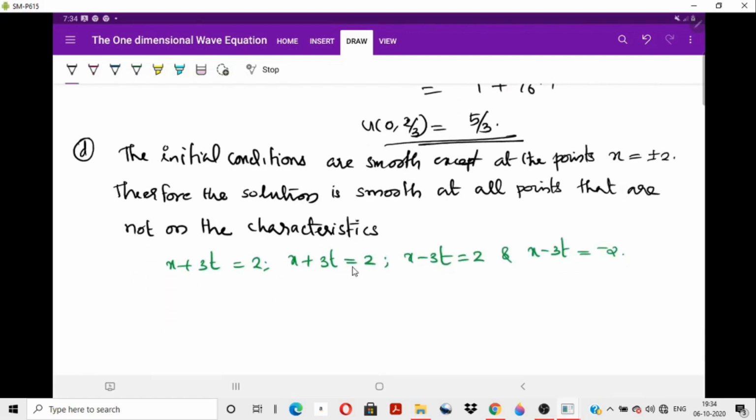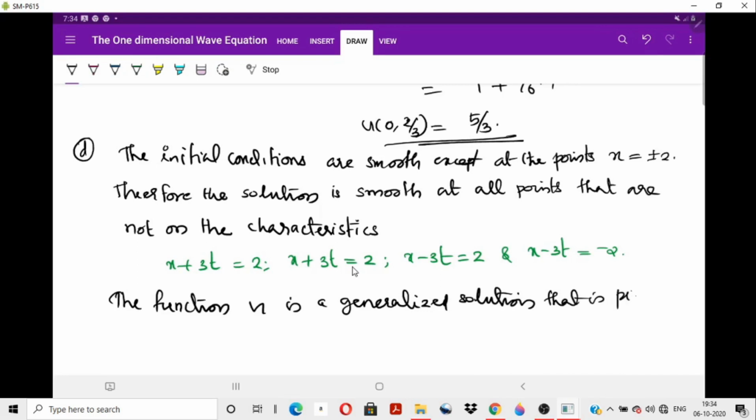So the solution u is a generalized solution that is piecewise continuous for any fixed time t greater than 0.